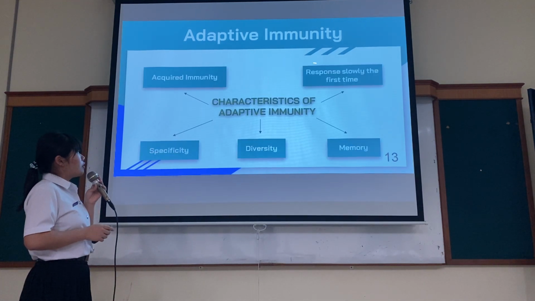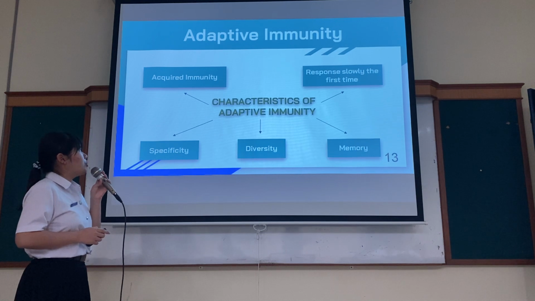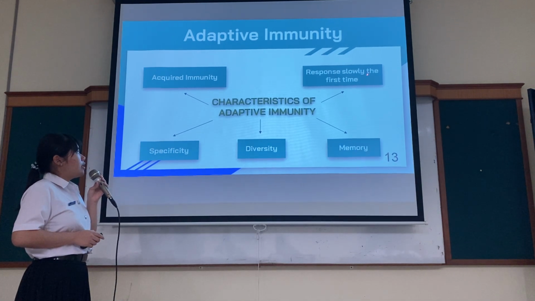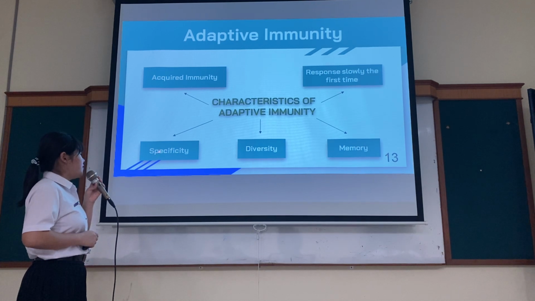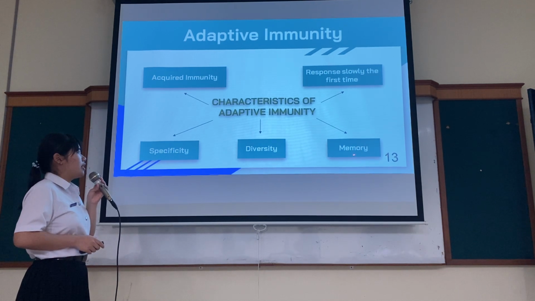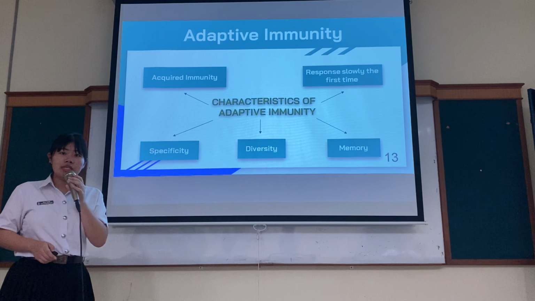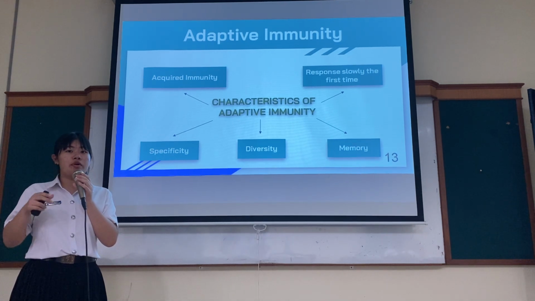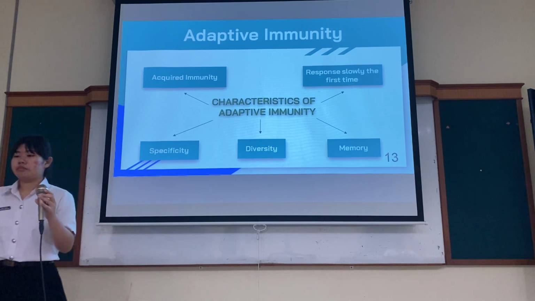And here are the main characteristics of adaptive immunity. Acquired immunity. Responds slowly the first time. Specificity, diversity, and high memory. Mr. Sitpon and Ms. Sripasa will explain in more detail about these characteristics.